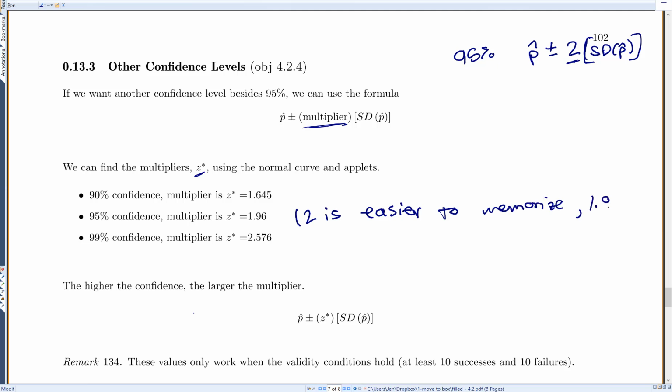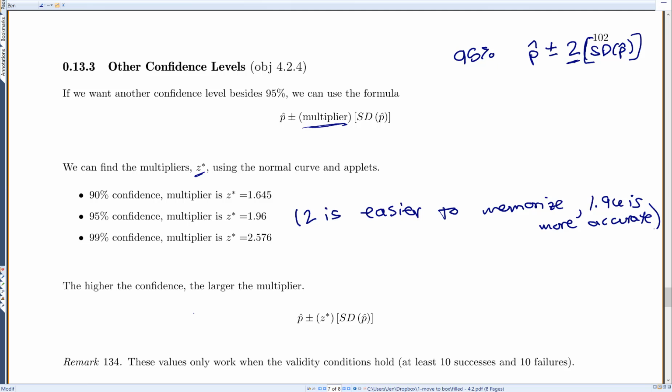But 1.96 is more accurate. Now, that difference is so small, no one's ever going to care. We will keep using 2 anytime we're doing it by hand because it is easier to memorize and easier to put into your calculator. The computer, though, will just use 1.96 because computers can do that easily.